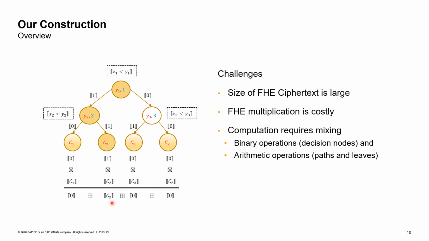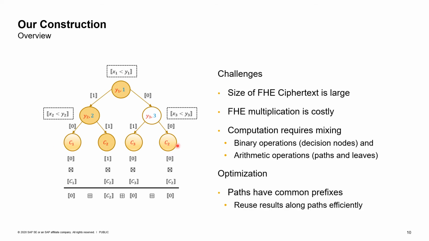However, we have a few challenges. The size of the homomorphic ciphertext is large. The homomorphic multiplication is costly, as we see in one of the next slides. Our computation here requires mixing binary operations. These are the operations done at the decision node for comparison. And so we mix binary operations and arithmetic operations. The arithmetic operation consists of the evaluation of the path and aggregation at the leaf nodes.